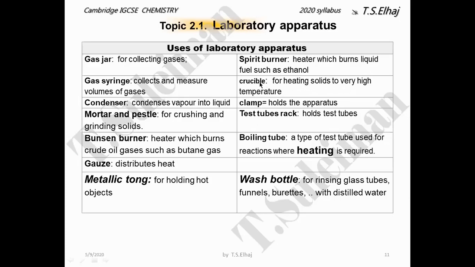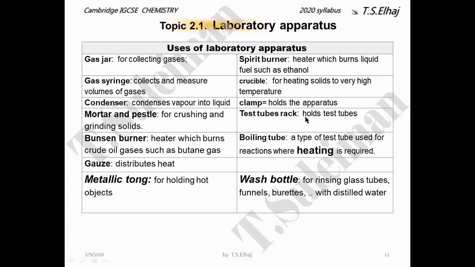If we need to heat any solid, we will need to heat to a very high temperature. We don't put it in a test tube because the test tube cannot withstand the high temperature, but the crucible, which is made from porcelain, can withstand very high temperature, so we heat solids to a very high temperature inside a crucible. Clamp holds the apparatus to the stand.